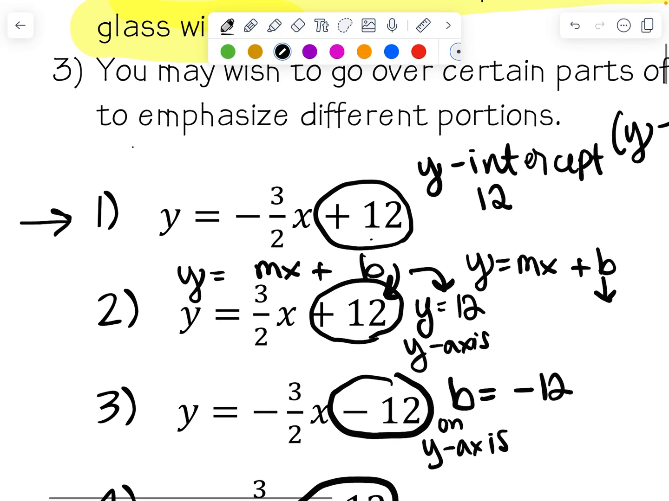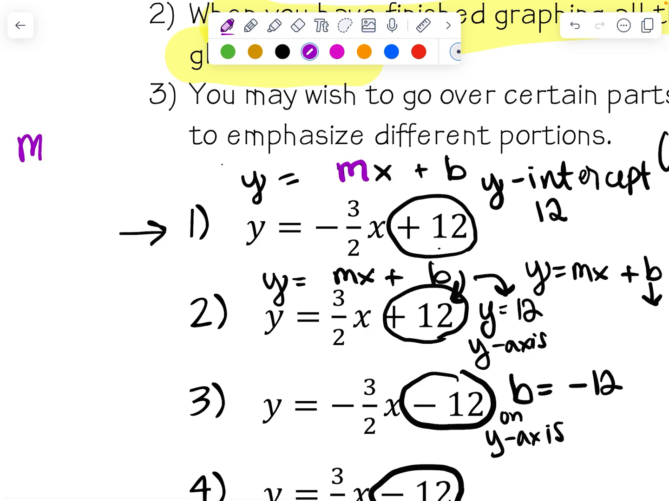Okay, let's go back to number 1. I'm going to use purple to show the slope. So in the y equals mx plus b format for the linear equation, the m is the slope. We have been learning that the m is the slope, which is the rise over run. The rise says go up if it's positive or go down if it's negative. The run is always to the right, always to the right.